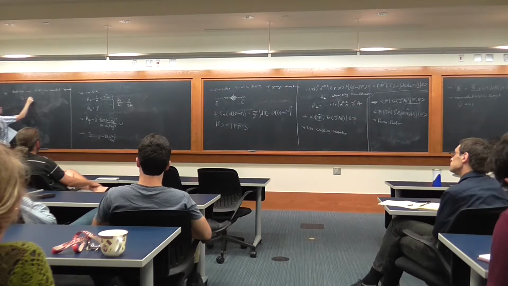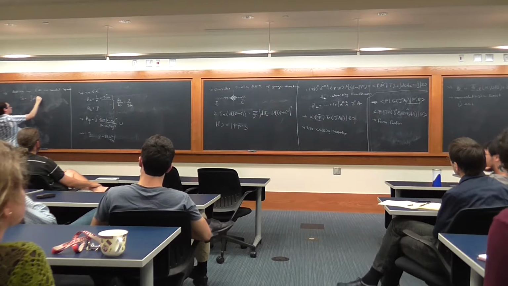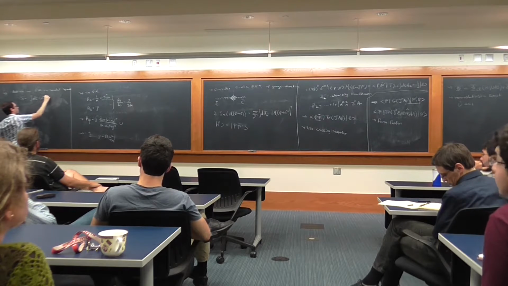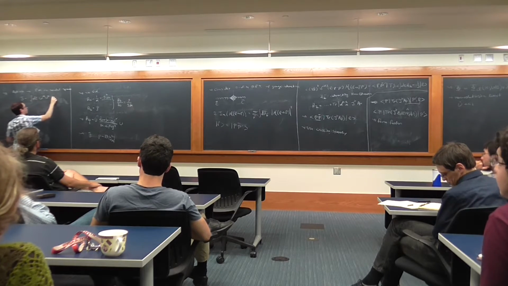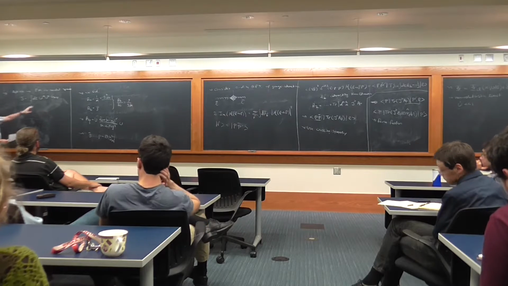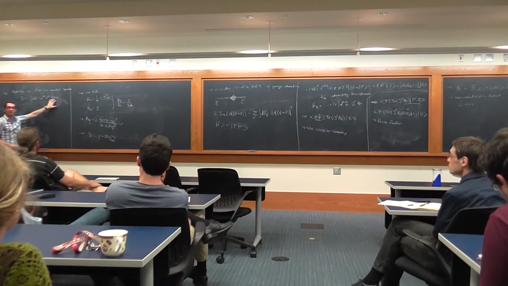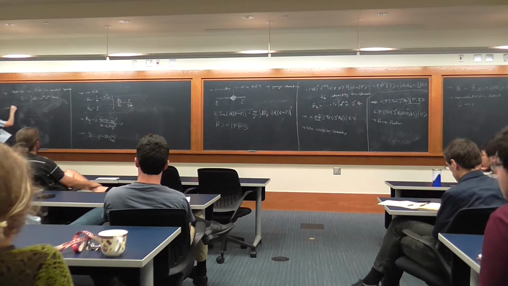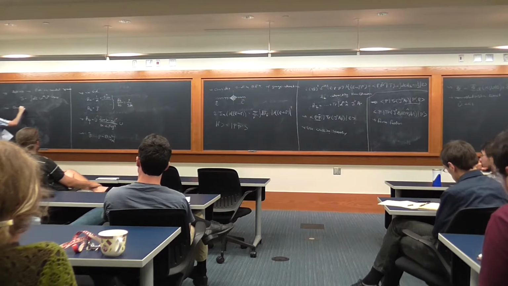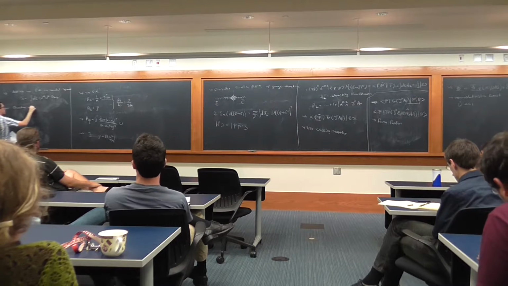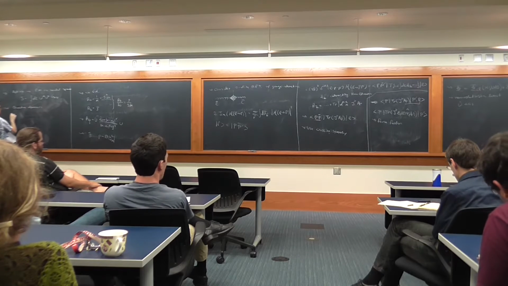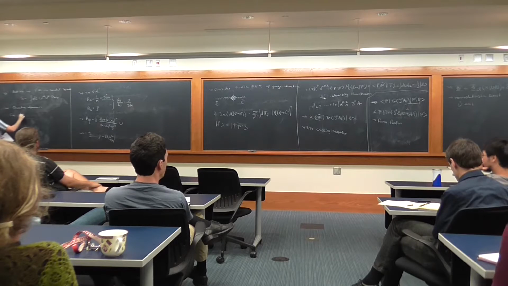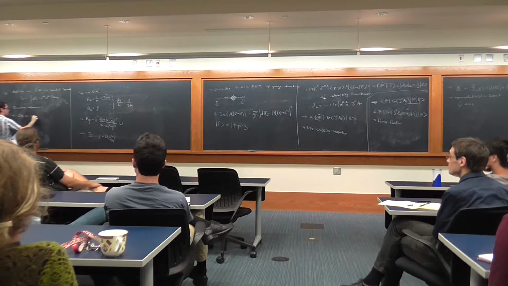So you have some action where the coordinates now are your moduli, and this is the metric on the moduli space. And also you have that the full quantum dynamics reduces to quantum mechanics on this moduli space as a result.